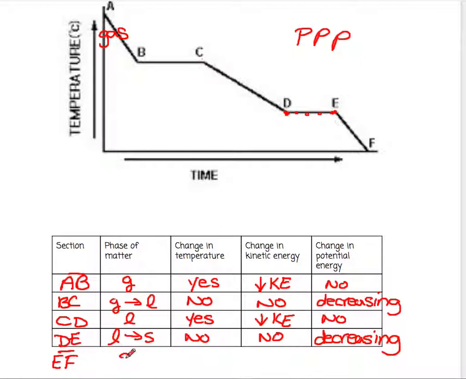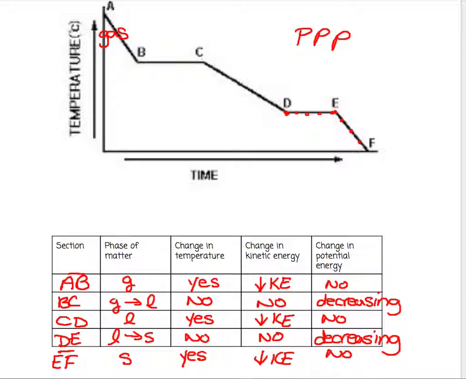Alright, and I lost the next interval boxes on the next page, so we'll just do this. EF, we have a solid. Is there a change in temperature? Yeah. If I read it here, or here, or here, the temperature would be different. So if there's a change in temperature, there's a change in kinetic energy. Okay, there's a decrease in kinetic energy, and there's no change in potential energy.